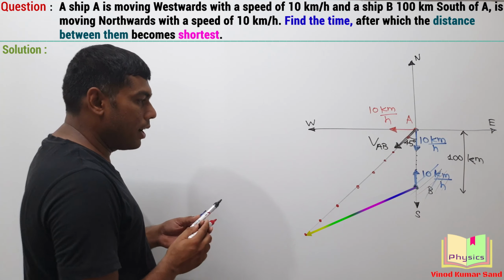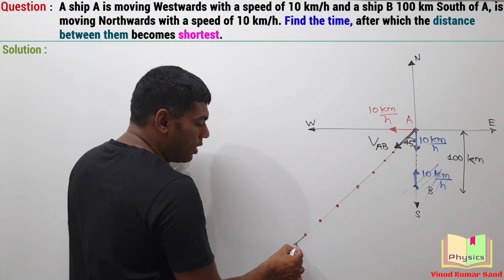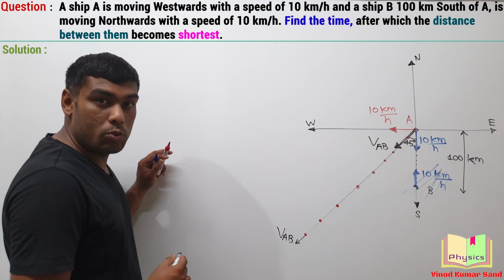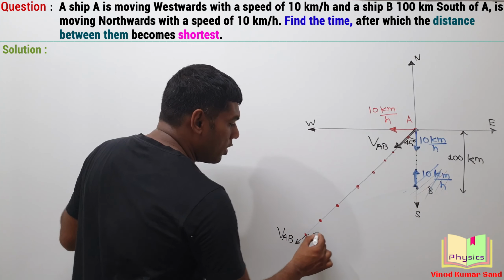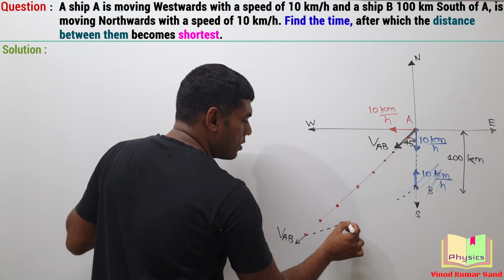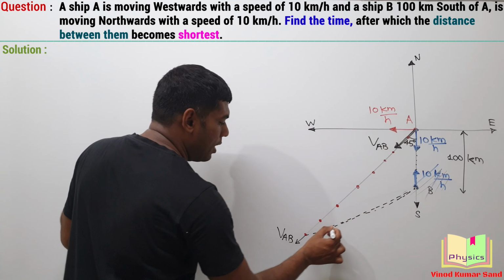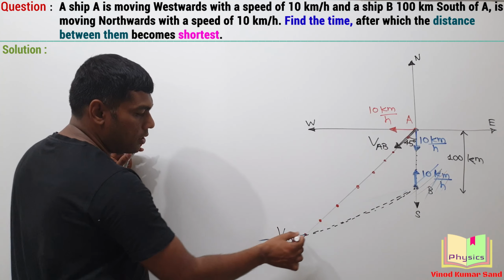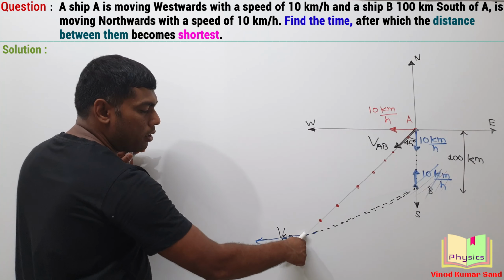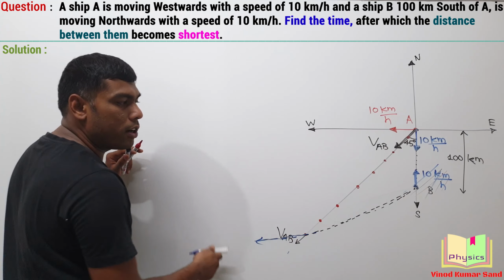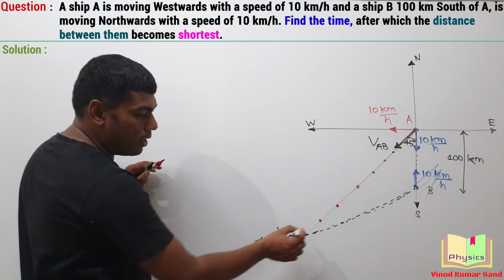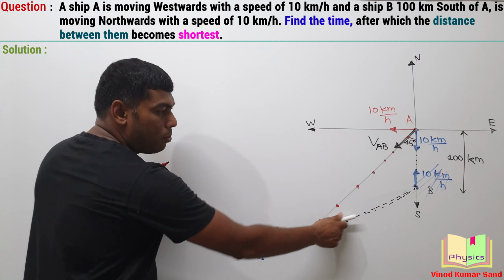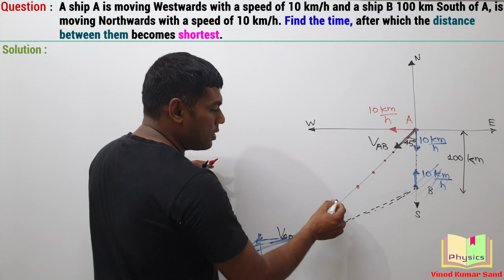There is a reason behind that. At this location, if you see the VAB, velocity of A with respect to B, and if you join this A and B like this, then VAB has a component in this direction, and this component of VAB is responsible for increasing the distance. You agree with this? VAB will have a component in this direction. This component will increase the distance. Even you can sense it here.